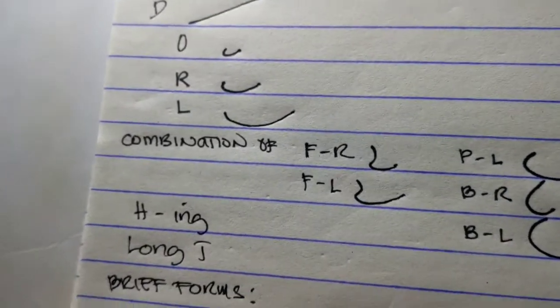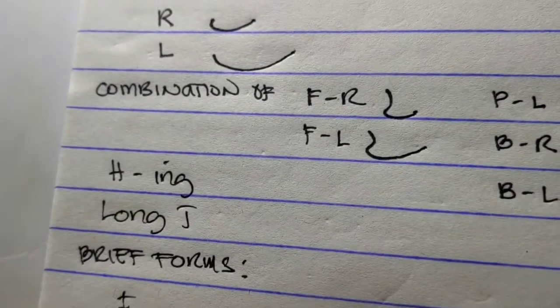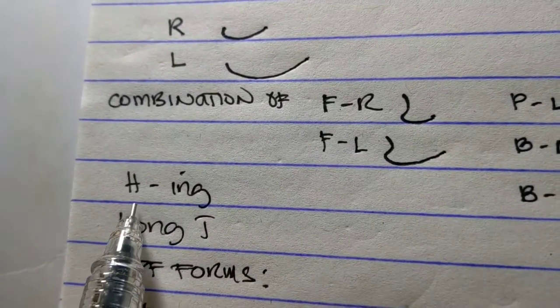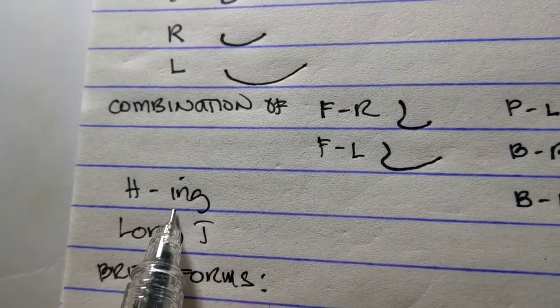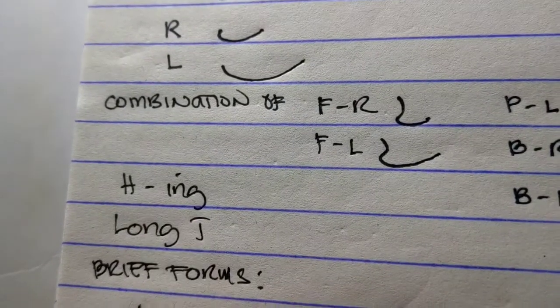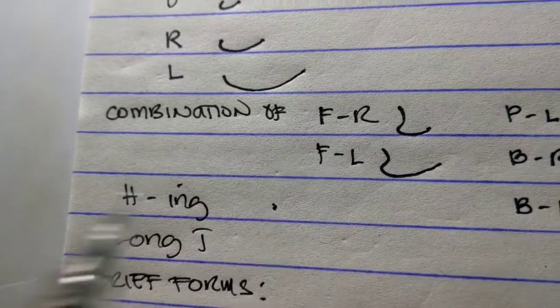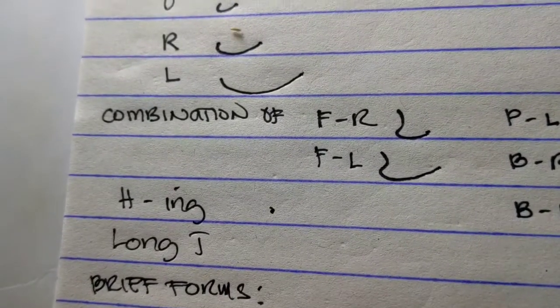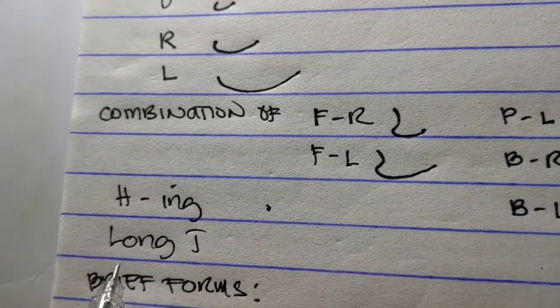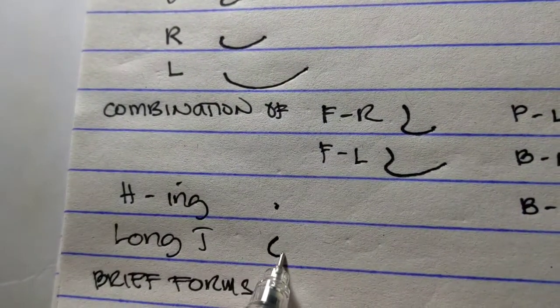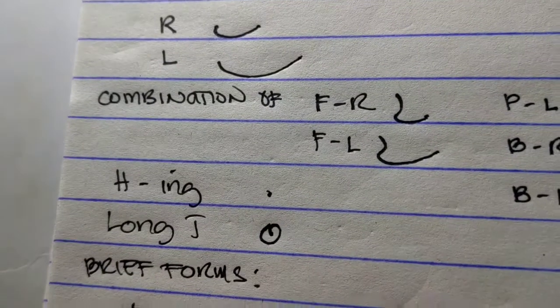Okay. Next, what is the stroke for the sound of H and words ending in ing? It is represented by a dot. Next, long I. It is written as a broken I, like this, for long I.